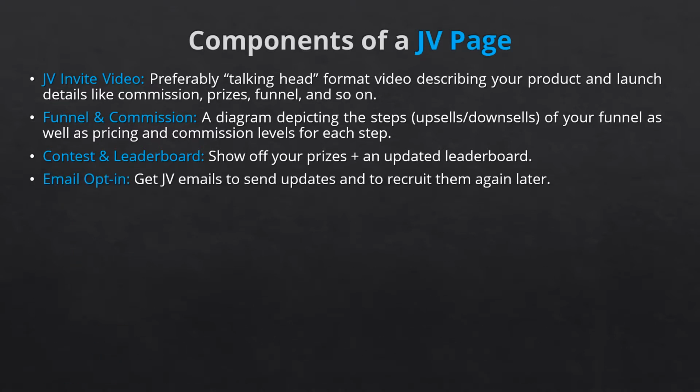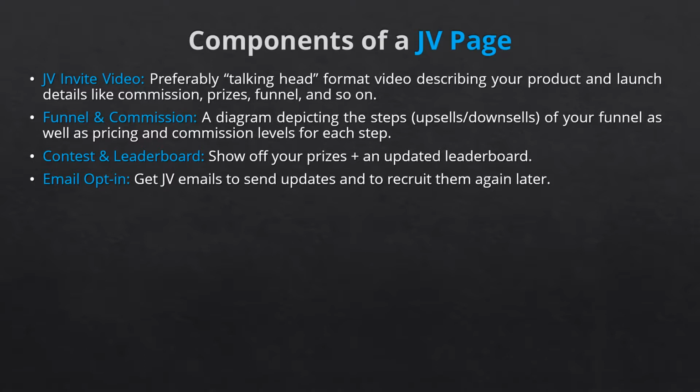Next up, the JV email opt-in form. You're going to want to update your JVs every day on how the launch is going, and to encourage them to keep promoting. To do this, you'll need their email address. You should have an easily visible opt-in form for JVs to sign up. An added benefit of this is that on later launches, you'll have a list of JVs that you can email and notify about your upcoming launches.